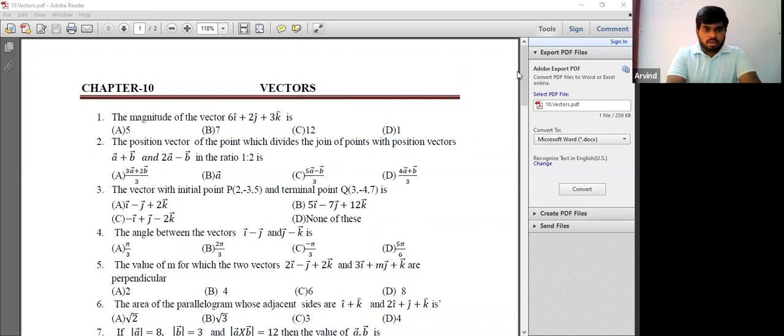Let's go to the next one. The angle between the two vectors I minus J cap and J minus K cap. Vector I minus vector J. You can also call it as I cap and J cap, no issues. And then the two things are J and K. J minus K. For this, let's first discuss something called dot product.